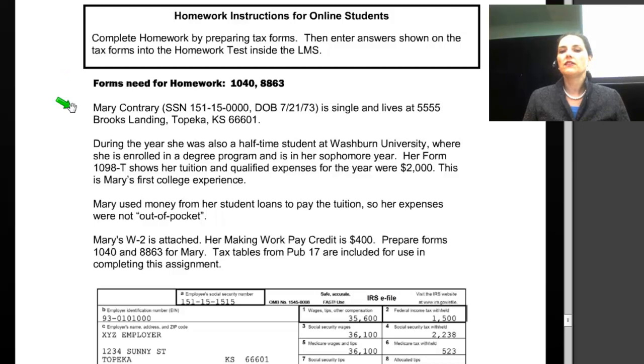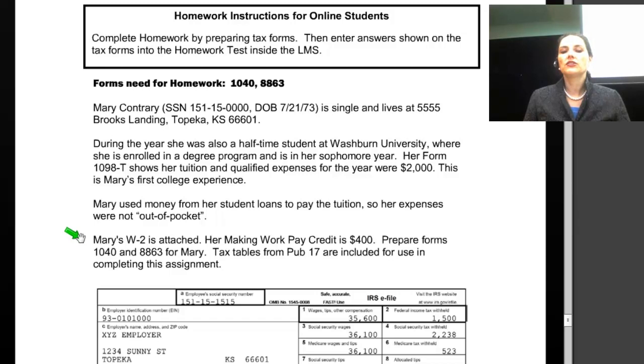Mary Contrary is single and lives in Topeka, Kansas. During the year, she was a half-time student at Washburn University, where she is enrolled in a degree program and is in her sophomore year. Her Form 1098-T shows that her tuition and qualified expenses for the year were $2,000. This is Mary's first college experience. Mary used money from her student loans to pay the tuition, so her expenses were not out of pocket.